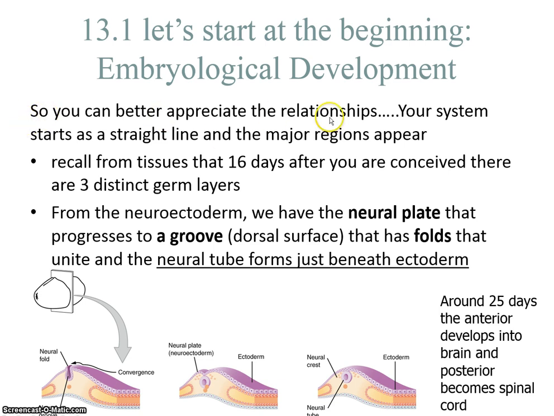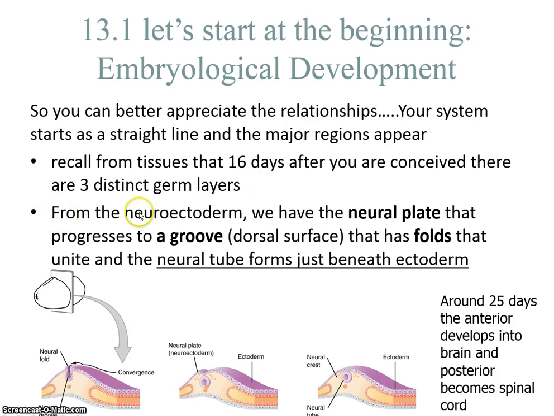You will better appreciate the relationships of these areas of the brain if you think about this, right? You start as a straight line, major regions appear. Around 16 days after you're conceived, there are 3 distinct germ layers, and this we brought up in chapter 4 on tissues, right? Endoderm, ectoderm, and mesoderm.